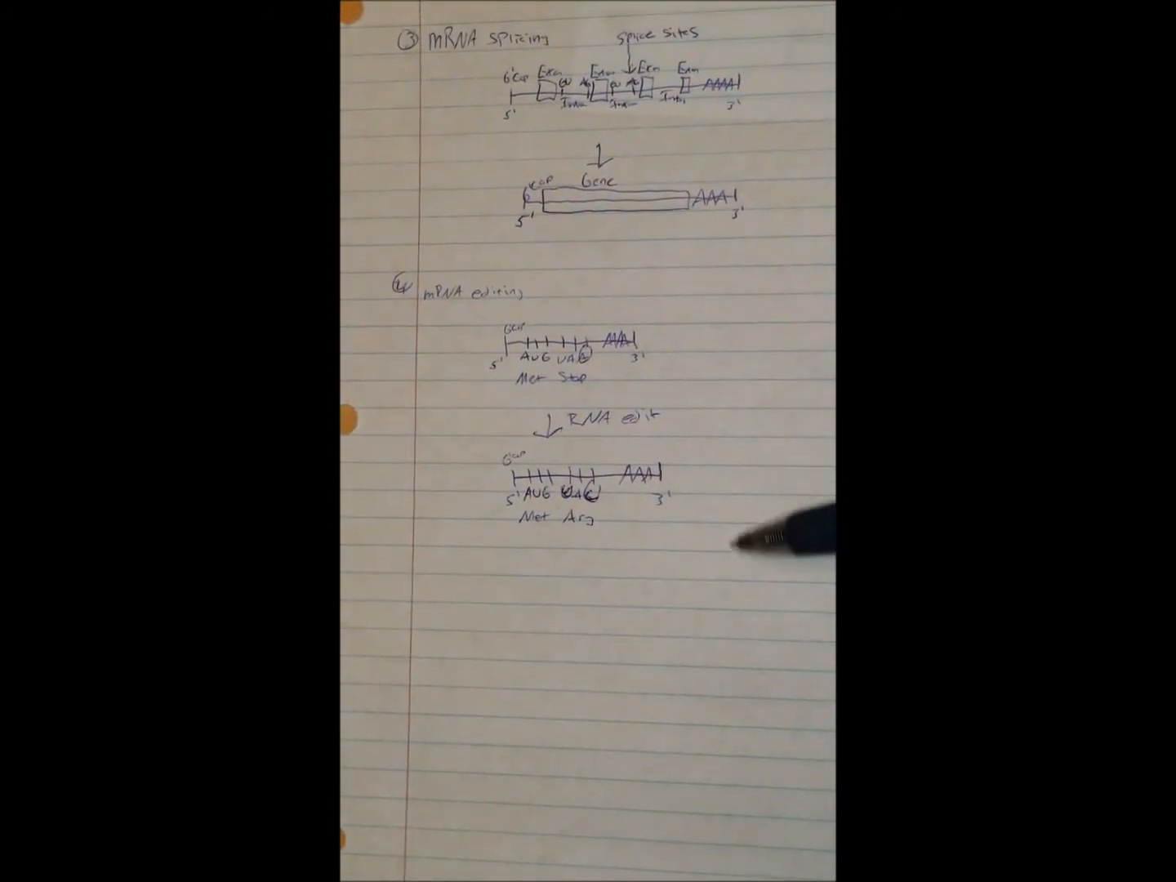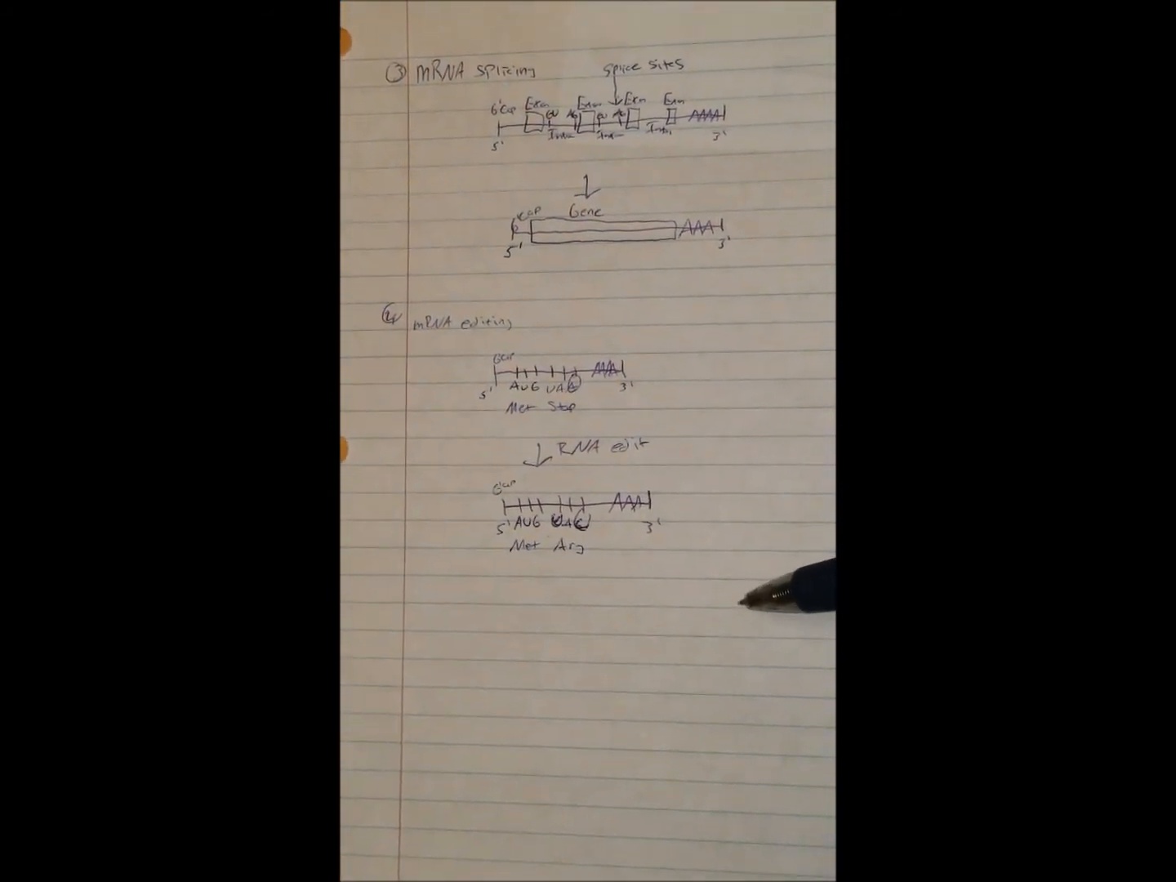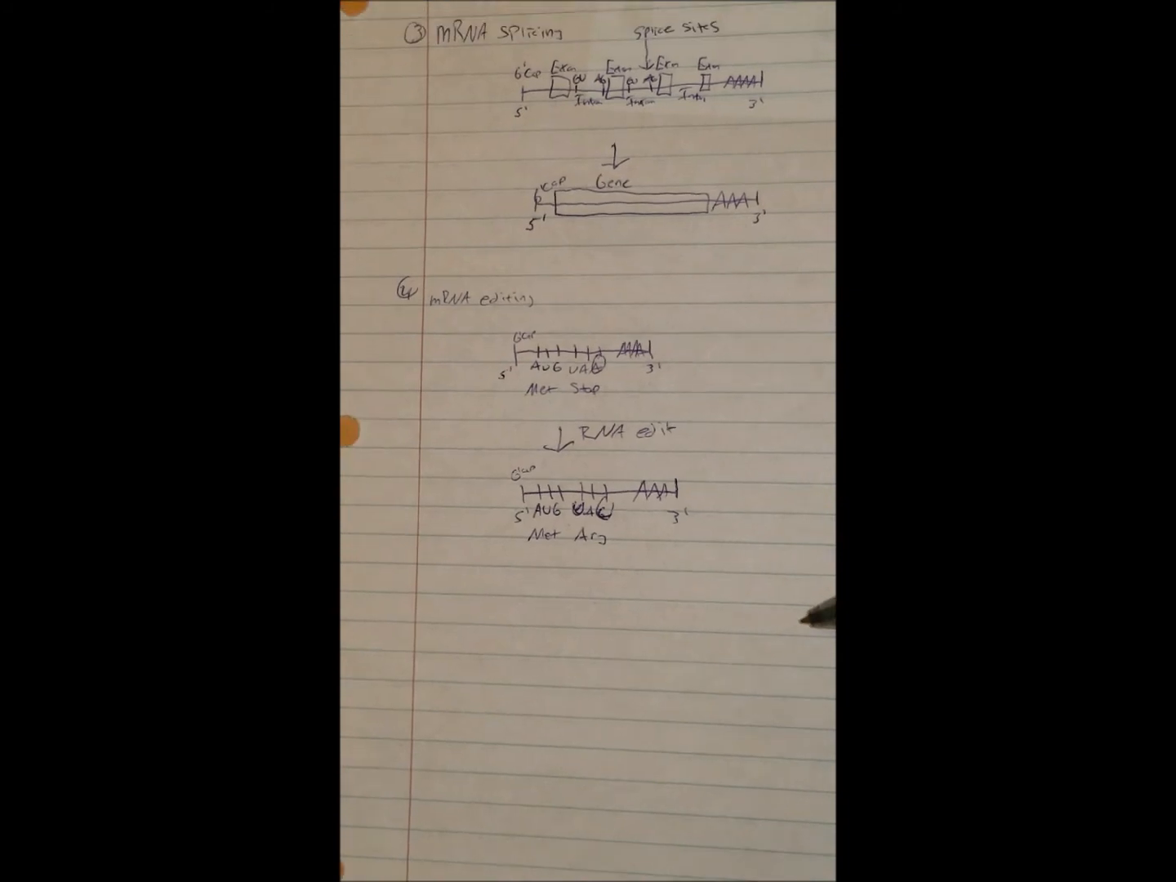After it's gone through these 4 mechanisms of modification, the mRNA is known as mature RNA, and it'll be ready to be exported from the nucleus to a ribosome and be translated as a protein.